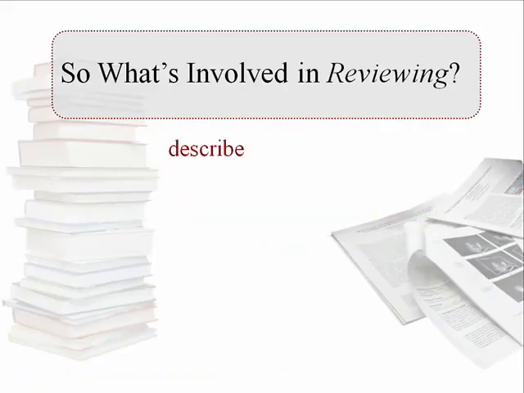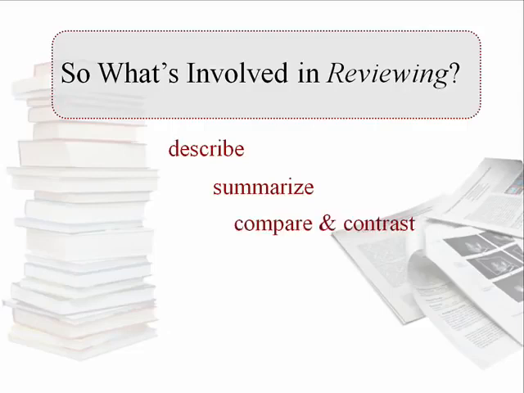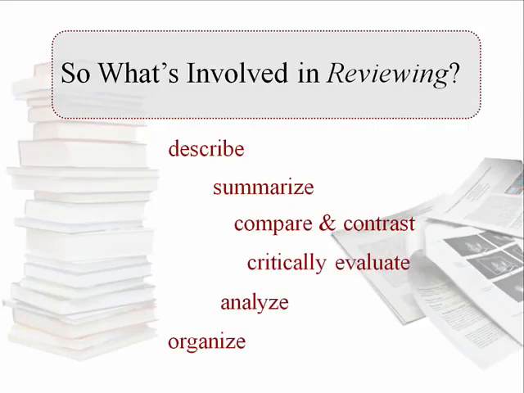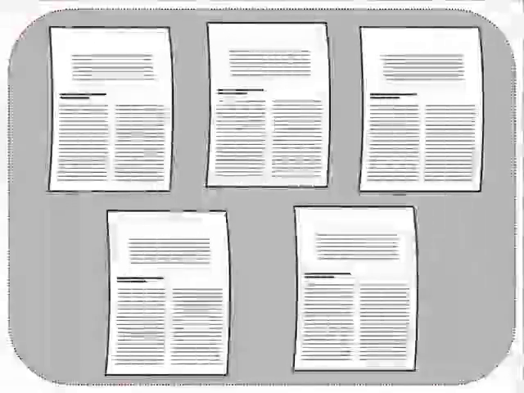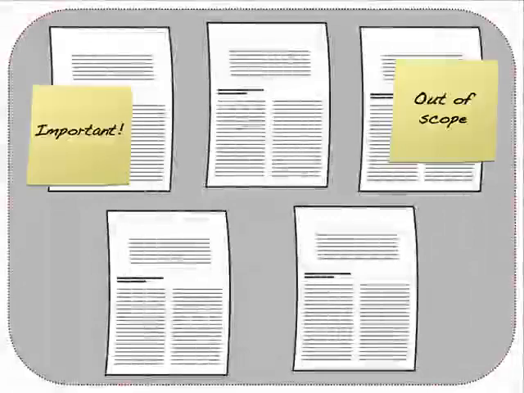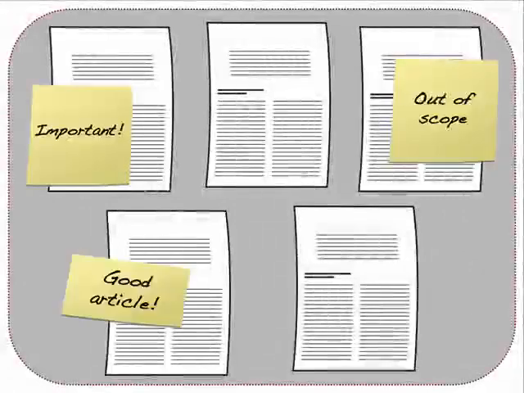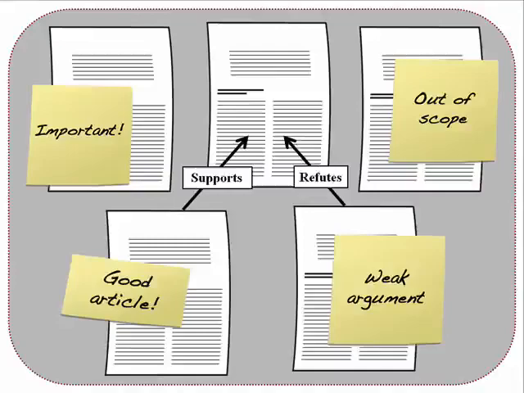As you read, you may start by describing and summarizing each article. Then you can start to make connections by comparing and contrasting those papers. You will also need to evaluate, analyze, and organize the information from your reading. When you work with the literature, you will read and critically examine articles and books to see what's important or out of scope, and analyze arguments for strengths and weaknesses.